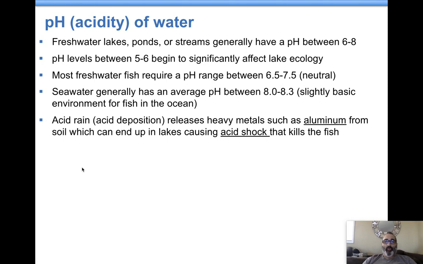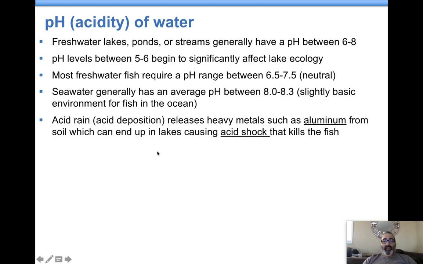The pH of water is an important factor because when pH changes, life in the water may not be able to live there. So pH can signify what life is selected for. Freshwater lakes are generally between 6 and 8, generally neutral. Between 5 and 6, the lake starts shifting. It's not very healthy anymore. Things will start to die. When it gets in the 4s, it's probably acid shock.